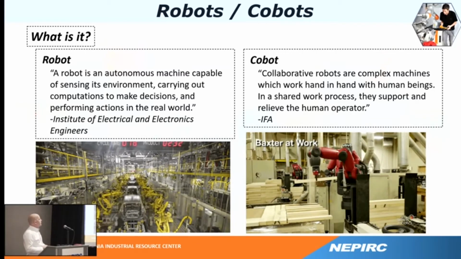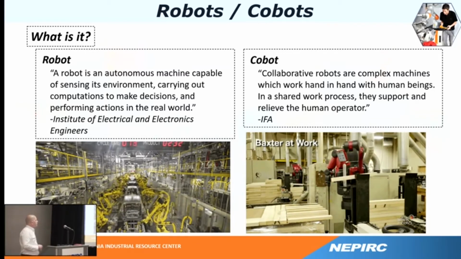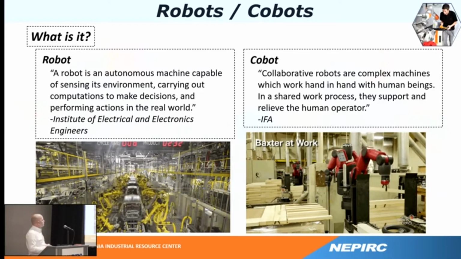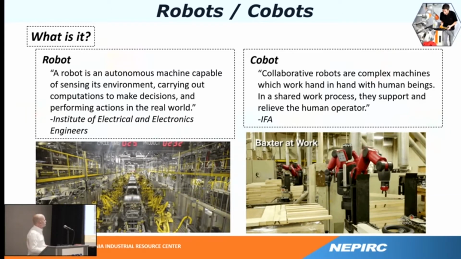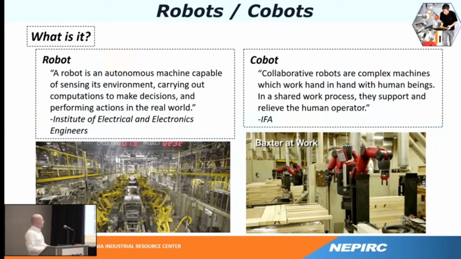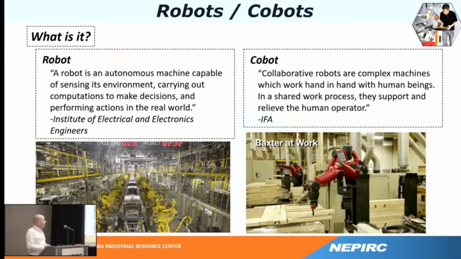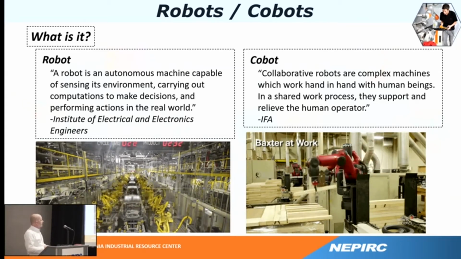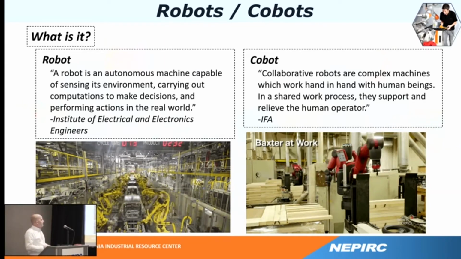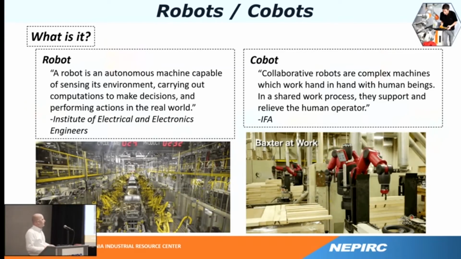Cobots are the fun new way of working. Collaborative robots are complex machines which work hand in hand with human beings in a shared work process. They support and relieve the human operator. What you're going to see is a task no one wants to do, no matter where they're at. No one wants to take this wood and complete there and stack there. That looks like there we've got 1, 2, 3, 4 cobots in that spot. I'm sure maybe an operator brought this pallet of wood over there and he's setting it down, and with sensors, this robot's figuring out where to put things.